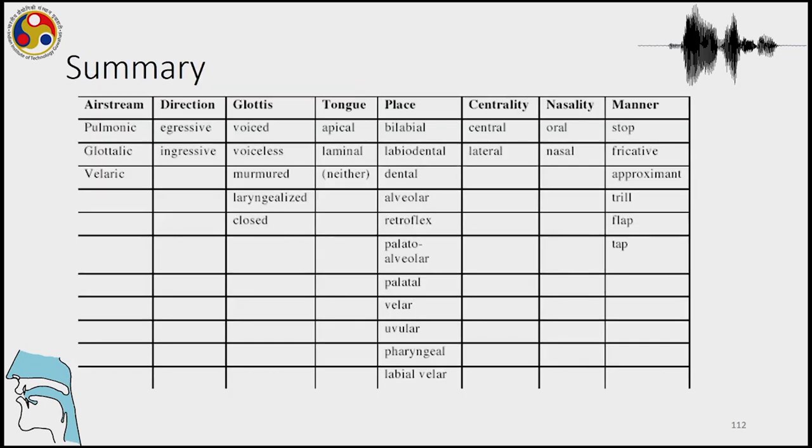Again, summarizing the entire list of things that we have seen so far. Airstream mechanism, we can have pulmonic, glottalic, velaric. Direction can be egressive, ingressive. Glottis can be voiced, voiceless, murmured, laryngealized and closed. Tongue could be apical, laminal, neither. Bilabial, so these are all the places of articulation we just saw. Centrality, central and lateral, and nasality can be either oral or nasal. And these are the six manners of articulation possible.